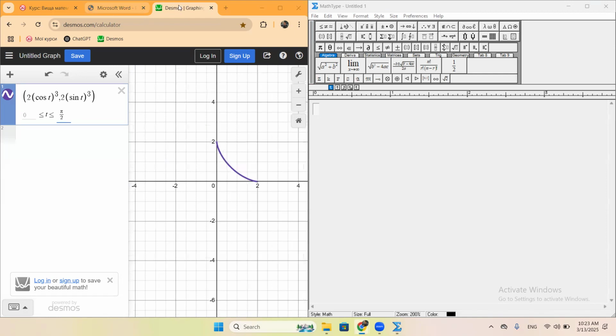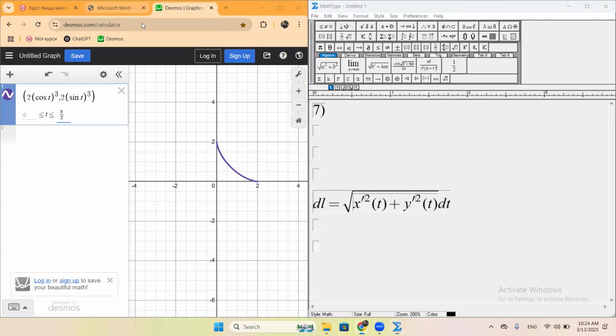Okay, how to calculate the differential of the curve length for a parametric curve? So it is the following: square root of x prime from t, by the way in power of 2, plus y prime in power of 2 from t, dt.